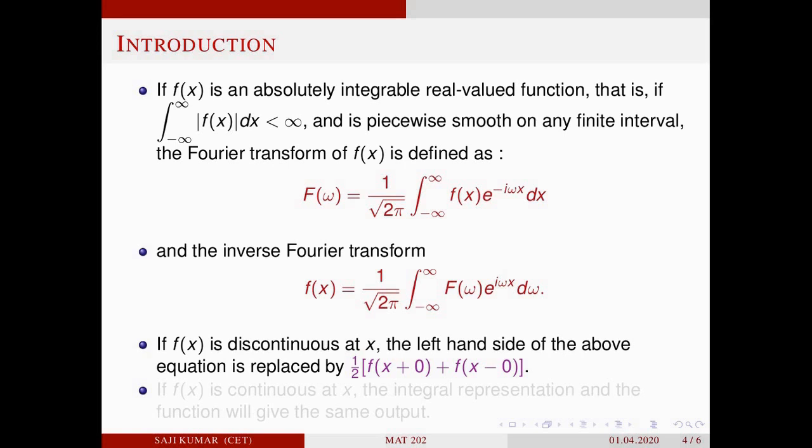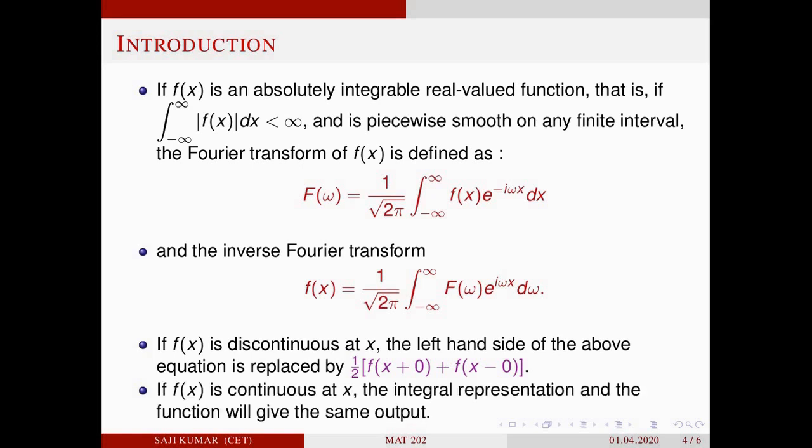If f(x) is discontinuous at x, the left-hand side of the above equation is replaced by half of f of x plus 0 plus f of x minus 0. That is, the average of the right-hand limit and left-hand limit at the discontinuity point, say x. If f(x) is continuous at x, the integral representation and the function will give the same output.